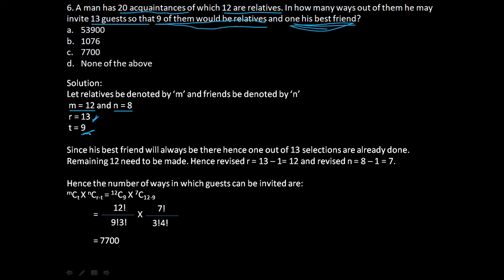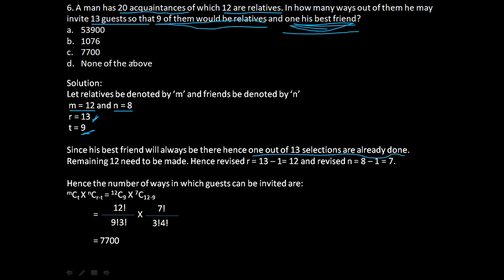Okay, now since his best friend will always be there, hence 1 out of 13 selections are already done. এই কথাটার মানে কি? এই কথাটার মানে হলো ওর 13 জন গেস্ট থাকতে পারে, বাট দেন এখানে কন্ডিশনটা দেওয়া আছে one of his best friend will be there. That means, do I need to invite আরো extra 13? Not at all.